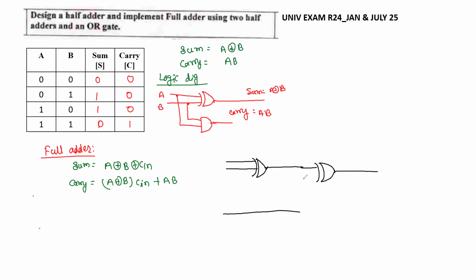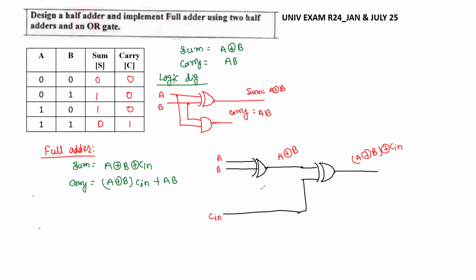You can use a better representation with the help of a pencil and scale. Here the inputs are A, B, C in. The first XOR gate gives A XOR B, and this output is A XOR B. Again, this is XORed with C in.